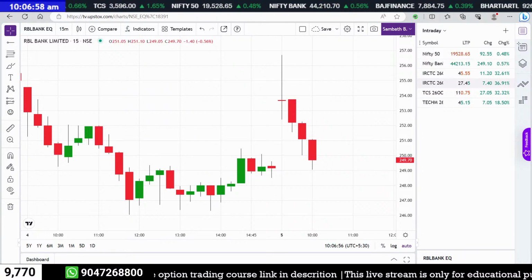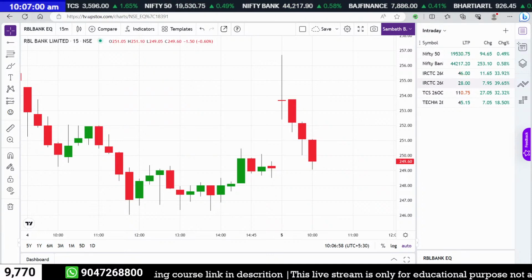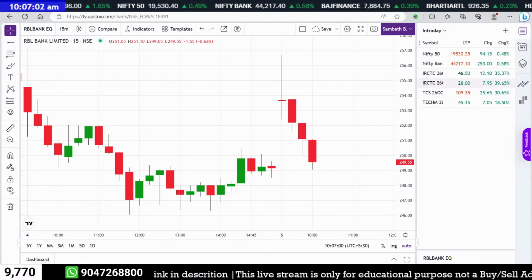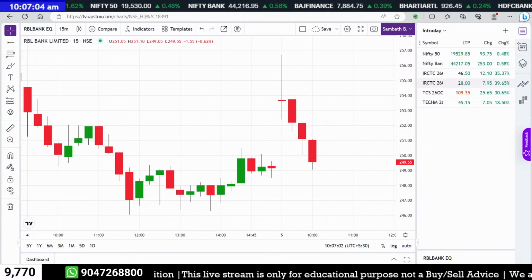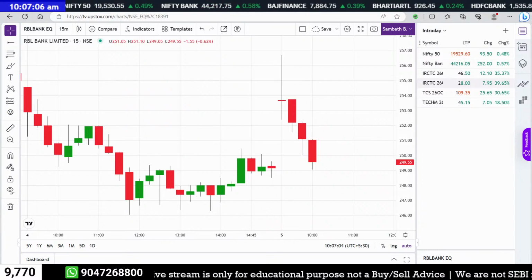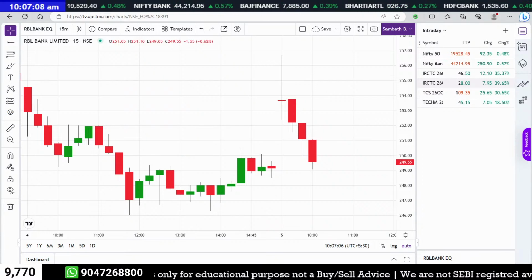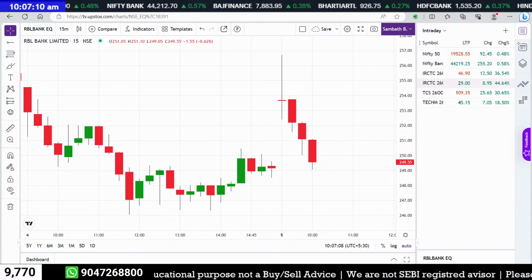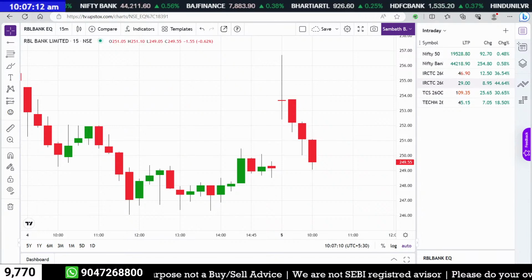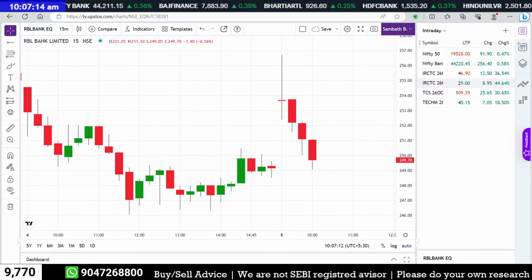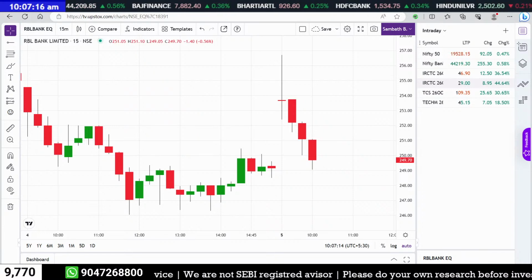Monday mid cap, Tuesday Finance Nifty, Wednesday Bank Nifty, and Thursday Nifty. Only one day left. Friday, no expiry. Initially, they planned for Friday, but that did not happen.